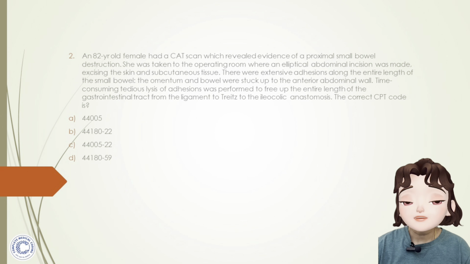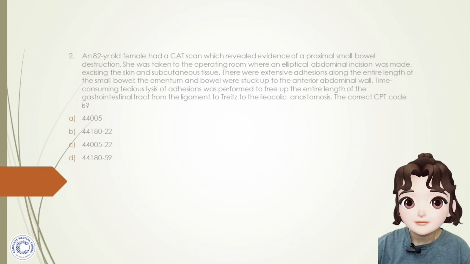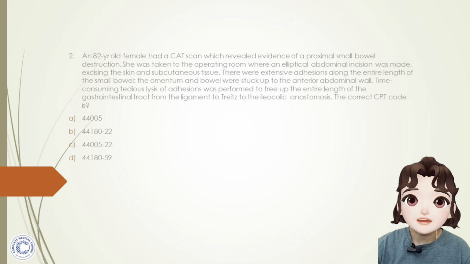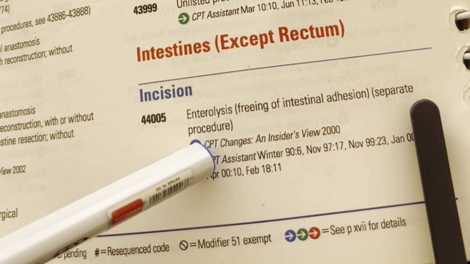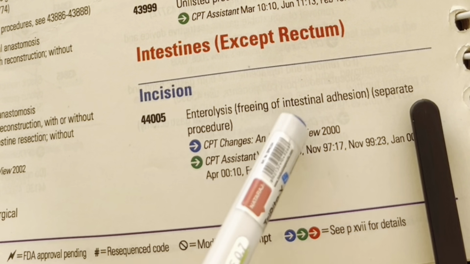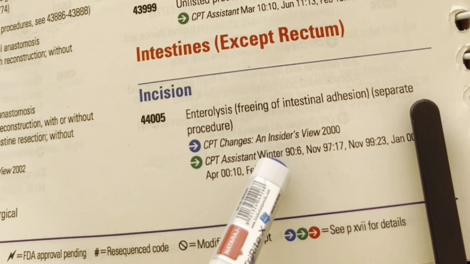Okay. So let's move on to the CPT codes. So what procedure is being done here? Incision, excision of the skin and subcutaneous tissue. So let's check each option one by one in the CPT code. Here the first option 44005. Let's look into 44005. This means enterolysis, freeing of intestinal adhesion, separate procedure.